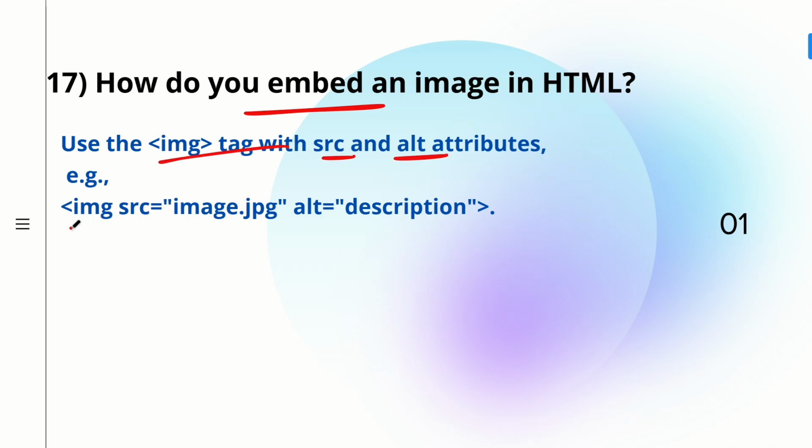Let us see an example. We have to write the img tag, and in the img tag we have src, that is, what is the image which we will be displaying. So this is the image which we are displaying, that is image.jpg, and alt we have given as description, so that in case this image does not load, at least show the alternate text, that it is a description.